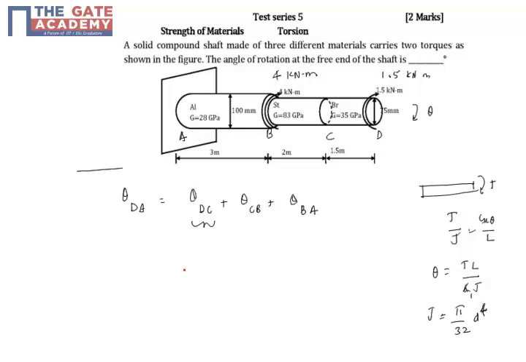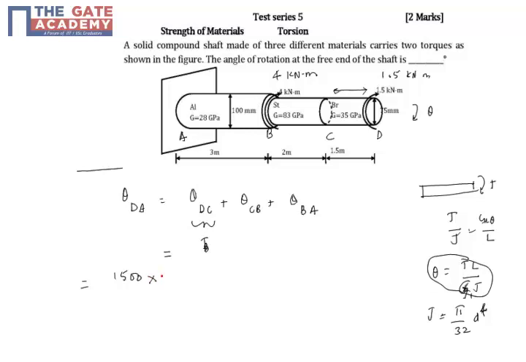So now we'll use this. Now DC is nothing but your bronze shaft. For the part DC we'll use the torque that is acting on the bronze. Throughout, this is one cross section of bronze and the torque is 1.5 kilonewton meters. So we'll use this formula, TL by GJ directly. So let's write this down. 1.5 kilonewton meters, so 1500 newton meters is the torque.